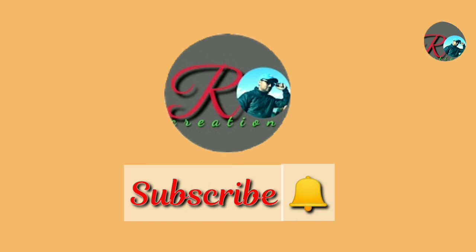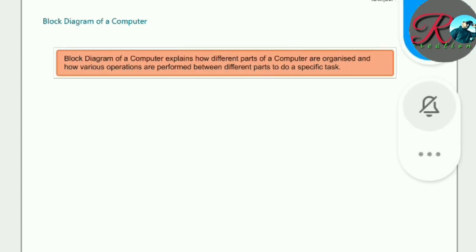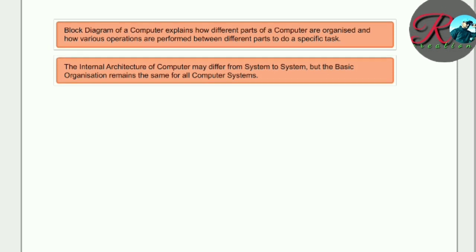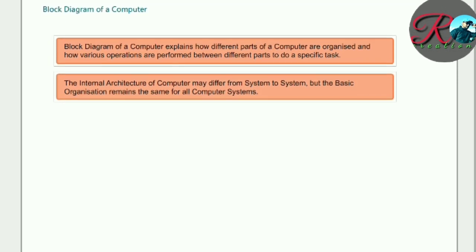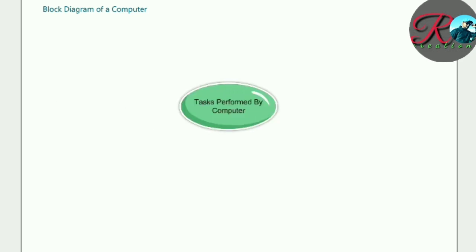Diagram of a computer. Block diagram of a computer explains how different parts of a computer are organized and how various operations are performed between different parts to do a specific task. The internal architecture of computer may differ from system to system, but the basic organization remains the same for all computer systems. A computer performs basically 5 major tasks irrespective of their size and make.